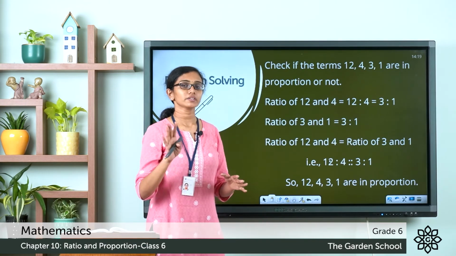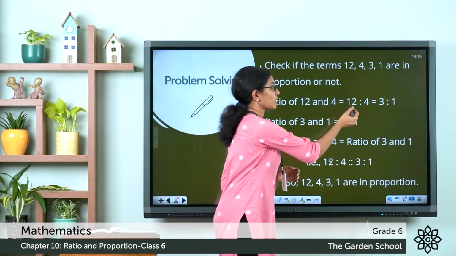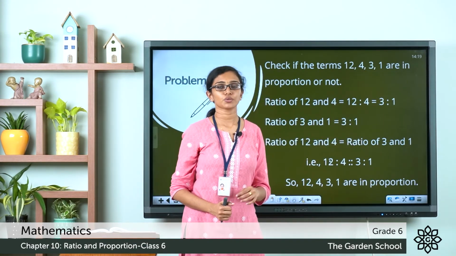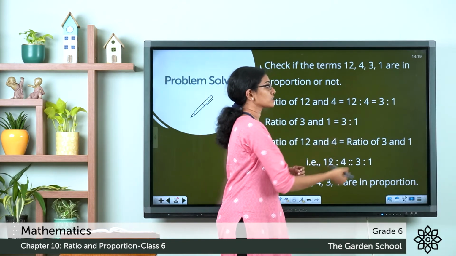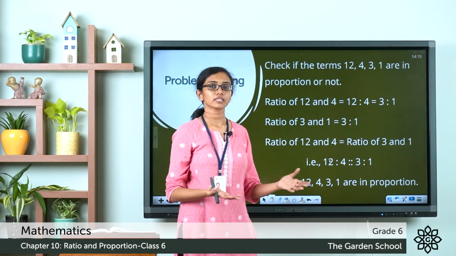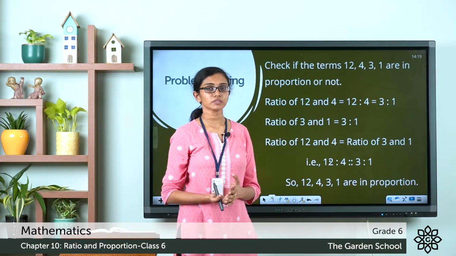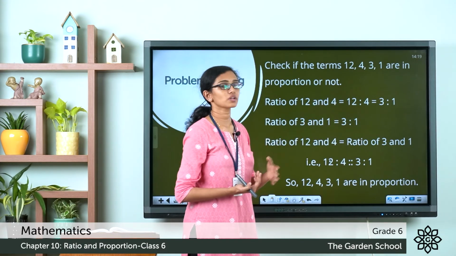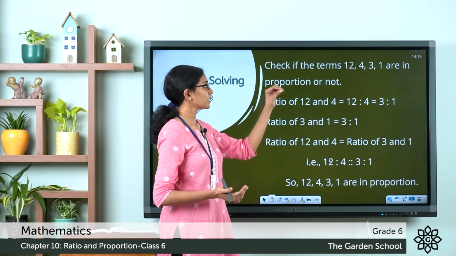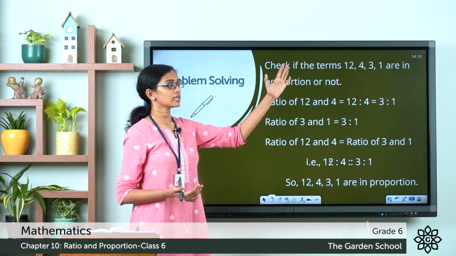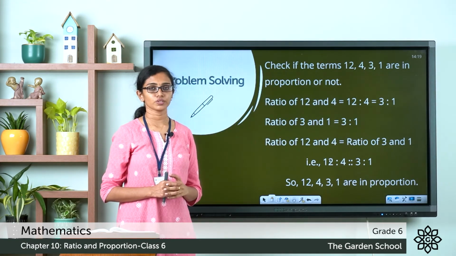Now you can see the ratio of 12 and 4 is equal to the ratio of 3 and 1. Now take the product also. 12 into 1 is equal to 12. 4 into 3 is also 12. So you can see the product of the extreme terms is equal to the product of the middle terms, and you can see both are the same ratio as well. So you can say the terms 12, 4, 3 and 1 are in proportion.